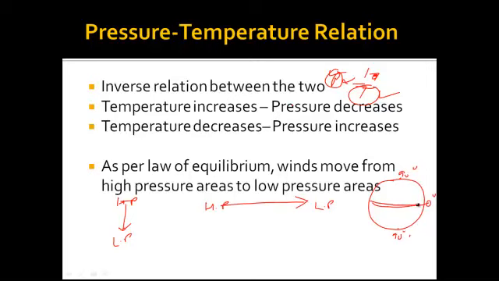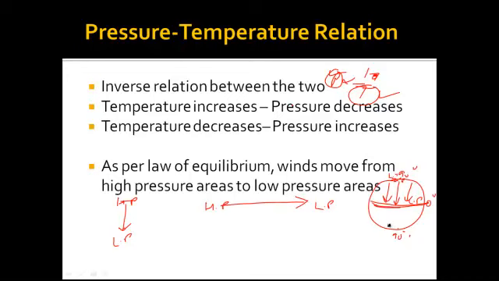Equator is generally a warm area. Warm area means high temperature, so relatively it will have low pressure, while the poles have very low temperature, meaning thereby high pressure. So what should be the direction of wind? The winds must move from poles toward the equator. This should be the general tendency.